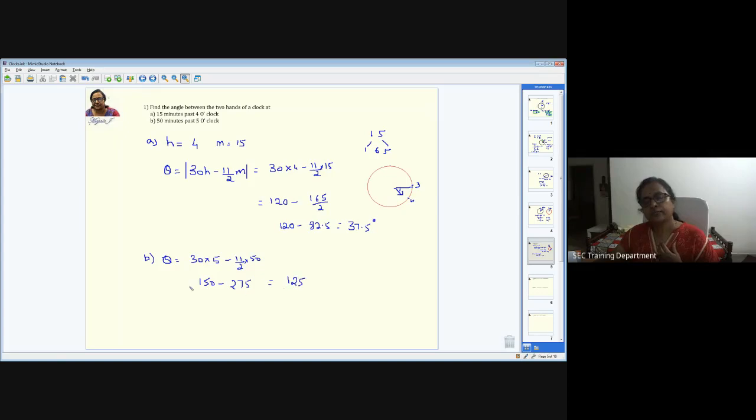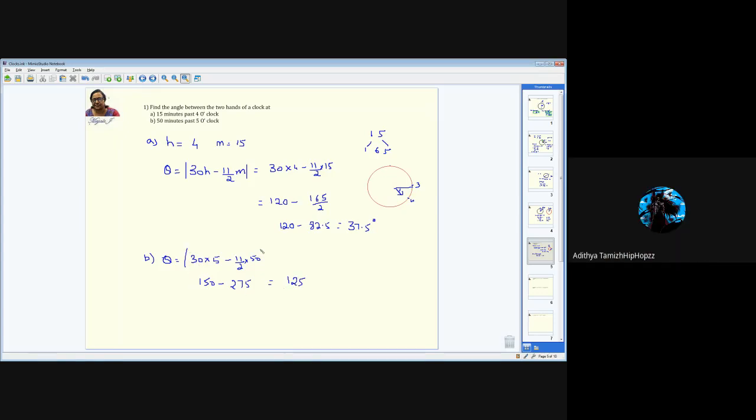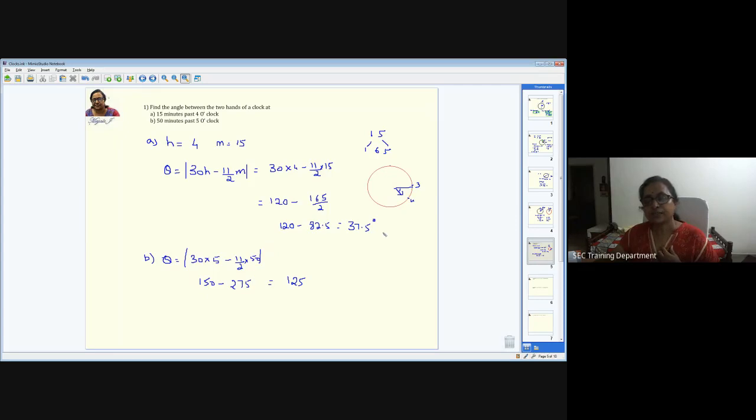Don't put negative here because it's a modulus. It's basically about which hand is leading. Here you know that the hour hand is leading, so this hour minus minute, you're going to get positive.